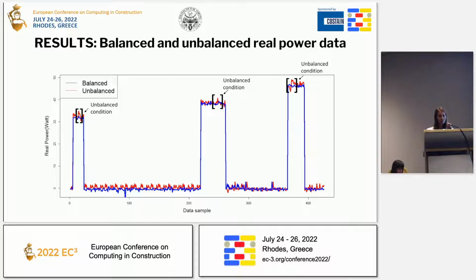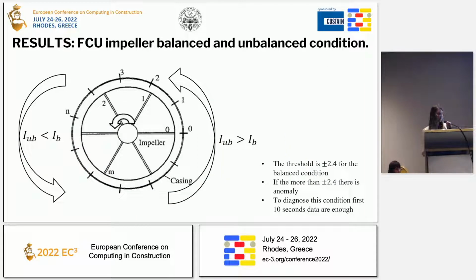According to the proposed monitoring algorithm, if the real power is within the threshold, the motor impeller is balanced. Otherwise, the motor is unbalanced. For the proposed algorithm, 10 seconds is enough to check the impeller because high power consumption occurs when the impeller starts to rotate, as explained in this figure. Data acquired from the experiment was used to demonstrate balanced and unbalanced conditions of the Fan Coil Unit motor impeller.